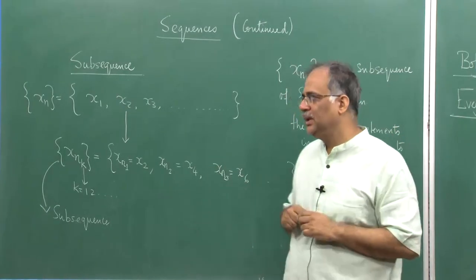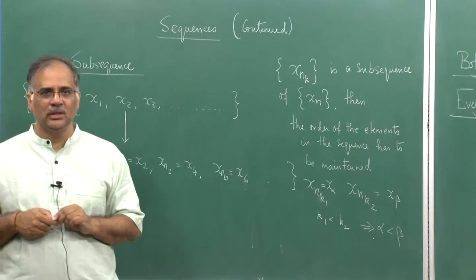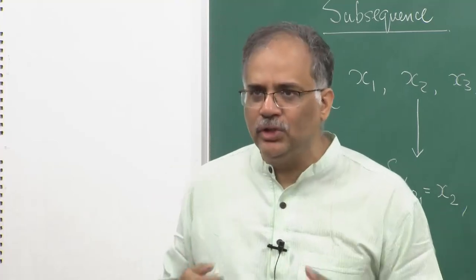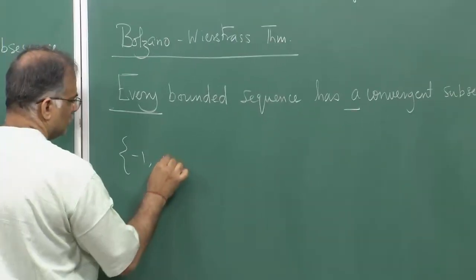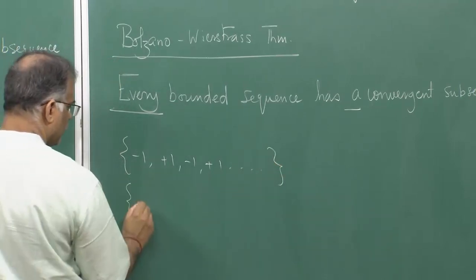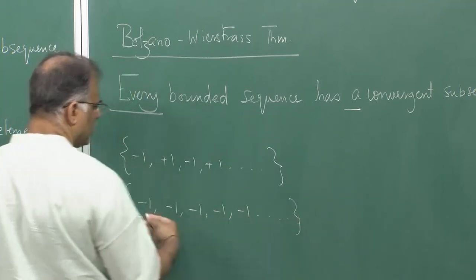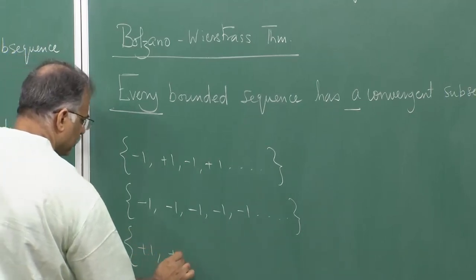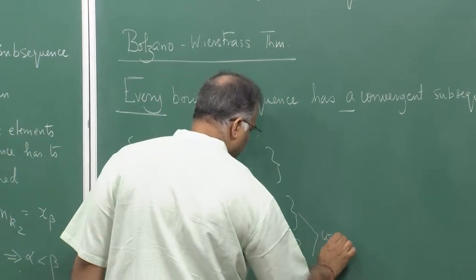It does not tell me that every subsequence that I choose is convergent. For example, if I take the sequence like this, and now I take only this subsequence, then it is of course convergent to minus 1, nothing else. Or I take these, plus 1, and these are convergent subsequences, so I have more than one convergent subsequence.